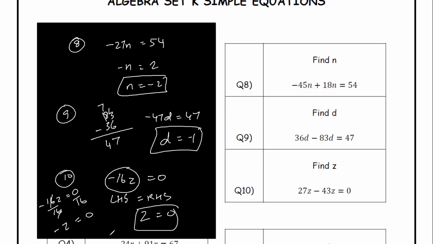Now there's nothing like positive 0 or negative 0. 0 is neither positive nor negative. 0 is an even number. Remember, 0 is an even number. It's neither positive nor negative. So negative z equals 0. z is just simply 0.